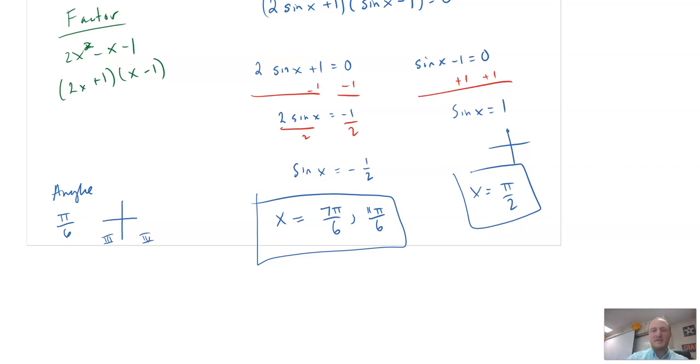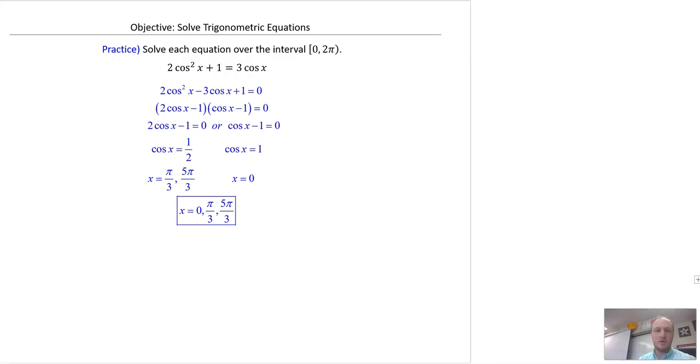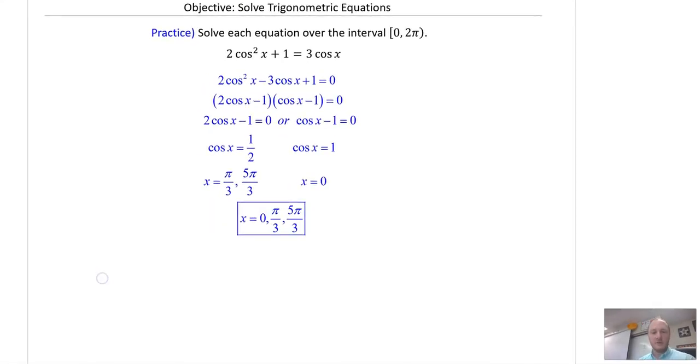All right, here is the last practice problem. I know this one's a long one. Okay, go ahead, please solve this one. All right, so hopefully you have tried this. Here is the solution. You should have gotten angle 0, pi thirds, and 5 pi thirds.